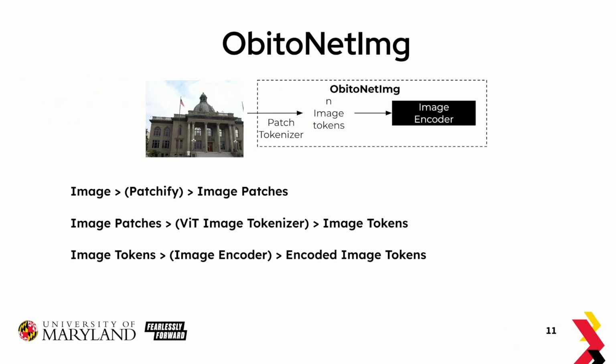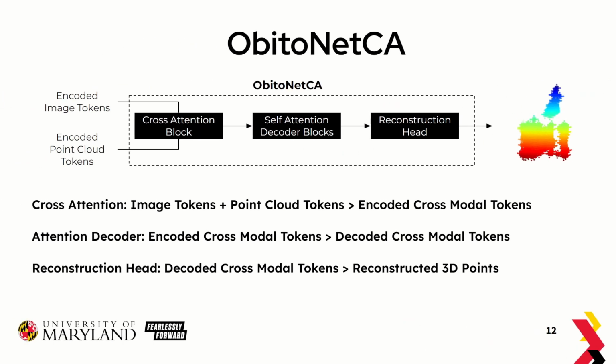Moving on to the image model, to get the encoded image tokens, we perform the same thing. We use two ViT pre-trained models, and we fine tune it for our particular instance. We patchify it, we get image patches. Image patches go to the tokenizer, we get tokens, and then we get encoded image tokens by passing it to the image encoder.